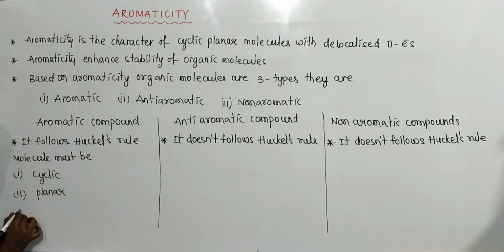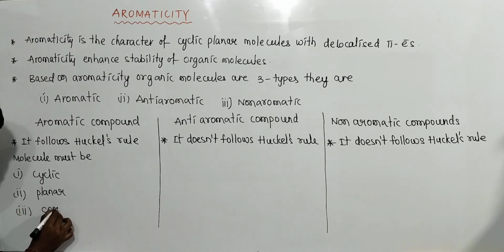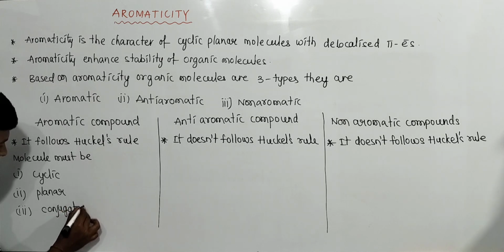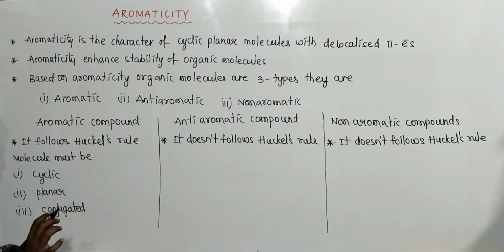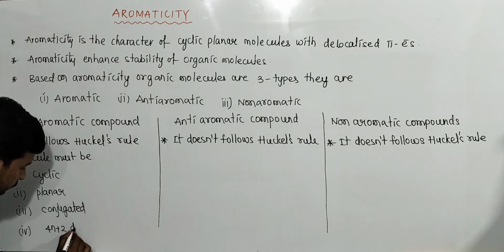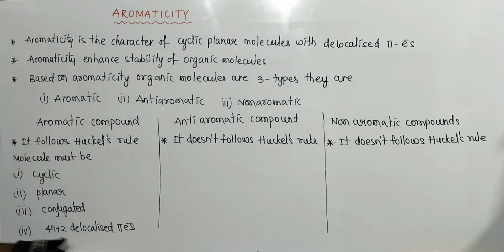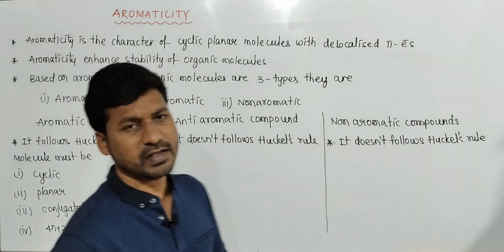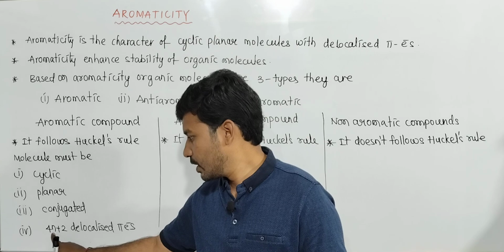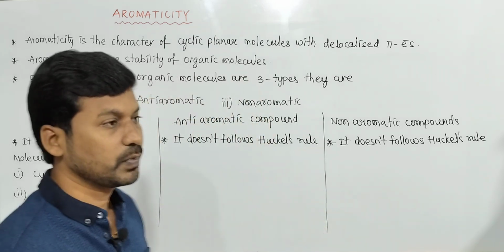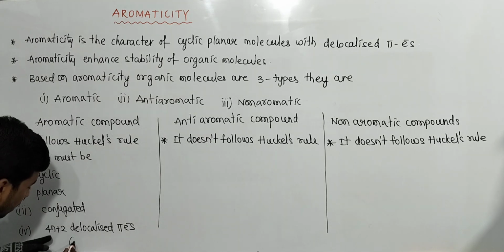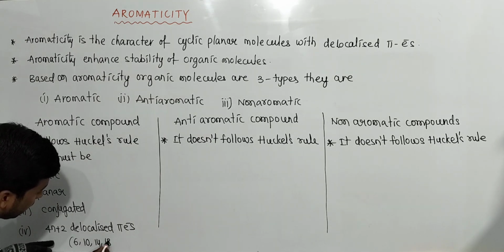Next, for a cyclic planar molecule, third, it should be conjugated, with alternate single and double bonds or lone pair electrons. I already explained the conjugated system in the last video. And fourth, the molecule should have 4n plus 2 delocalized pi electrons, where n is any integer. If n is 1, 4 into 1 plus 2 is 6. If n is 2, 4 into 2 plus 2 is 10. Thus 6, 10, 14, 18, etc.